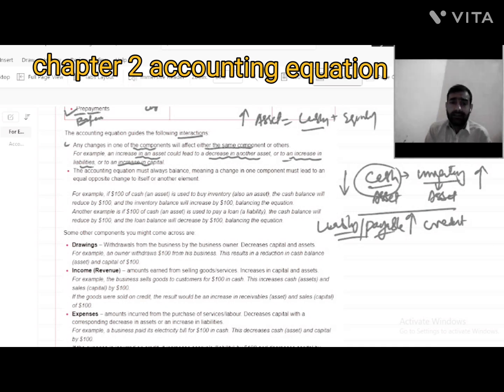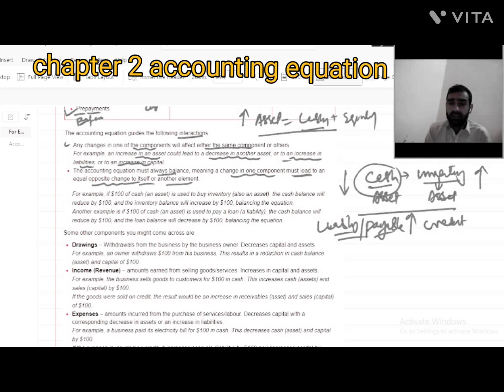Now the accounting equation must always balance. This equation must be balanced, and it means any change in one component must lead to an equal and opposite change in another element. So this means that if anything happens on one side, it will also affect the other side by the same amount. Clear?